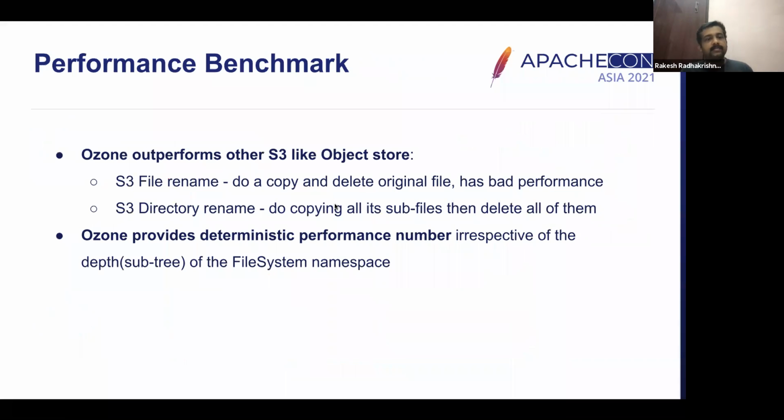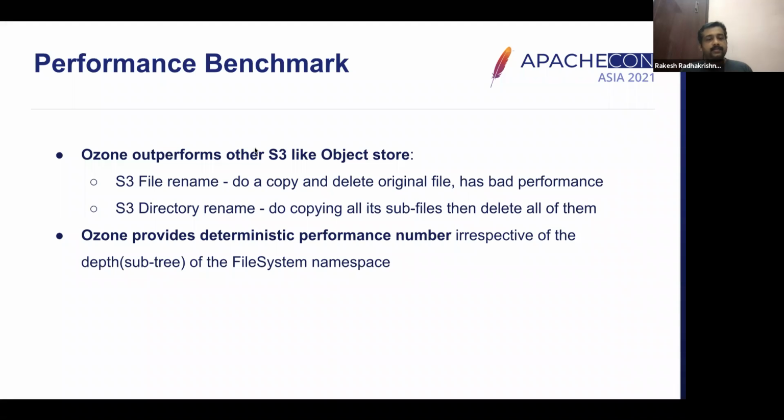Now comes the S3 like object store, right? So how does the S3 like object store handle the rename that we saw? It does a copy and deletes the original file. So let's imagine there are millions of files in the system. It has to perform all these operations one by one, and that will definitely have very bad performance.